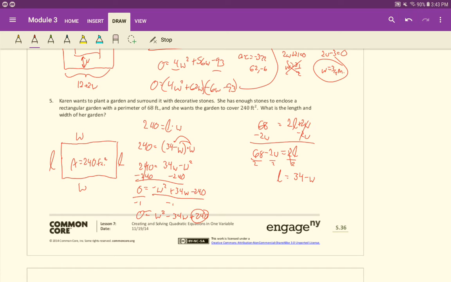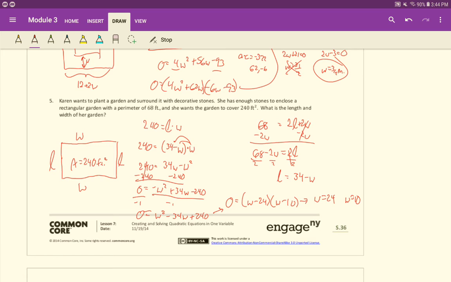Now we'll factor. Now the nice thing is we have a lead coefficient of 1 here, so we can just look for the numbers that multiply to 240 and add to make negative 34. And the answer is negative 24 and negative 10. And so we get w equals 24 and w equals 10. Okay, so two different answers here, and they both make sense in the context.